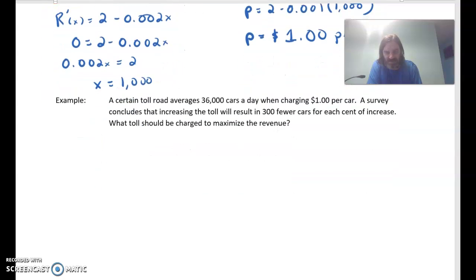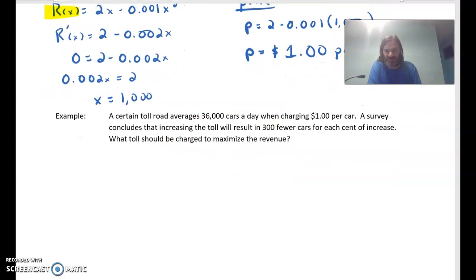Okay, let's see what we got down here. A certain toll road averages 36,000 cars a day when charging $1 per car. A survey concludes that increasing the toll will result in 300 fewer cars for each cent of increase. What toll should be charged to maximize the revenue? So they're asking us for the toll. So remember, revenue equals price times quantity.